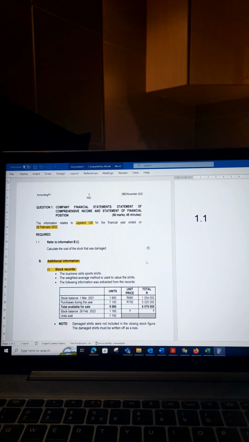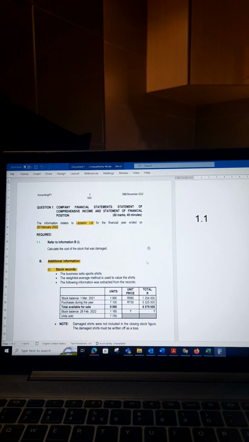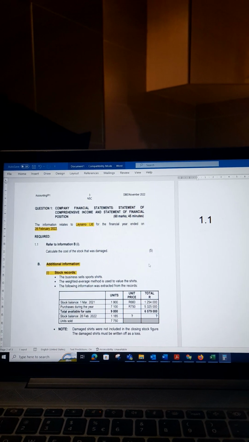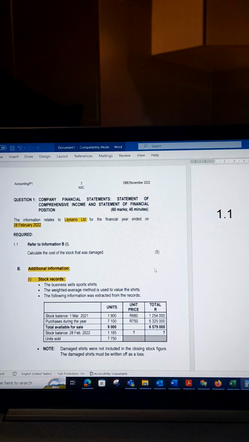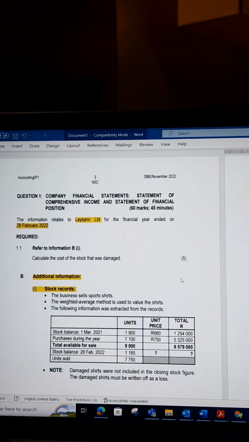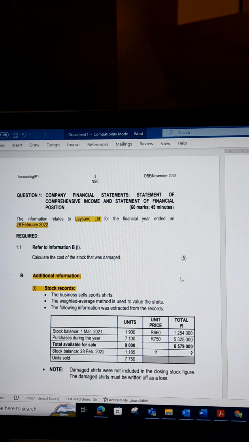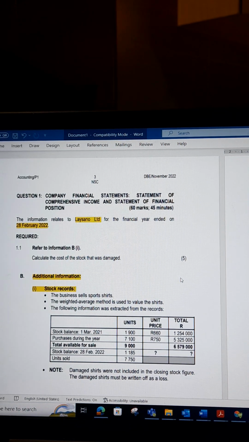So today we'll be doing a question from the November 2022 grade 12 NSC paper. This is the question that we'll be doing, question 1.1, which requires us to calculate the cost of the stock that was damaged. Key information that I want us to pay attention to: number one, the name of the company, which is Lizano Ltd, and then the financial year end, which means the year ended on the 28th of February 2022, which commenced on the 1st of March 2021. So that's the information that I want us to pay attention to.